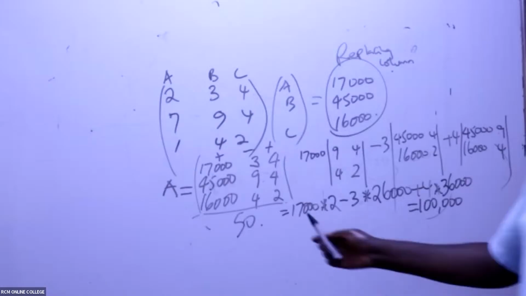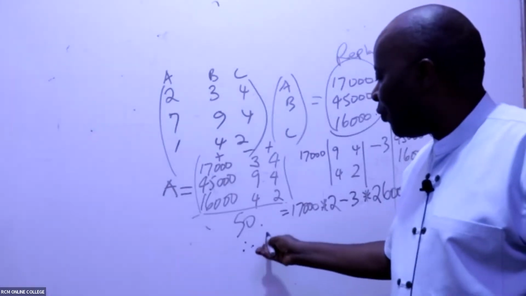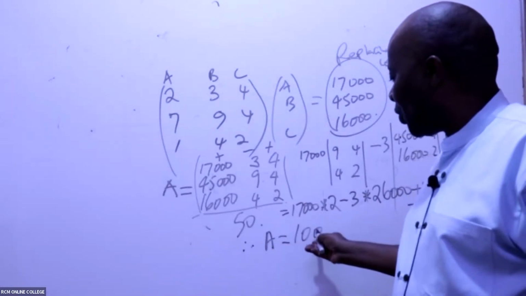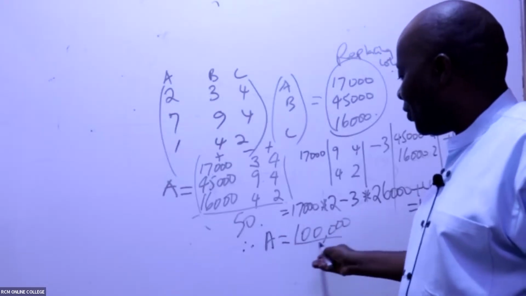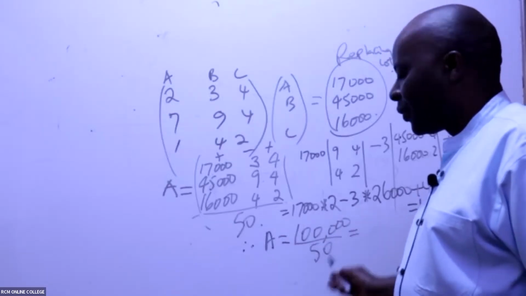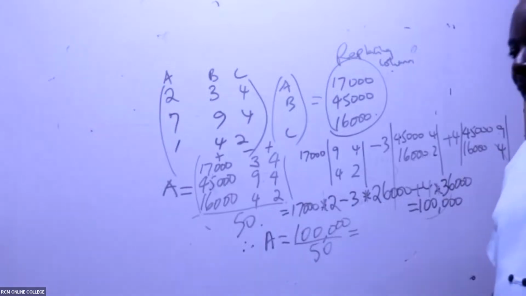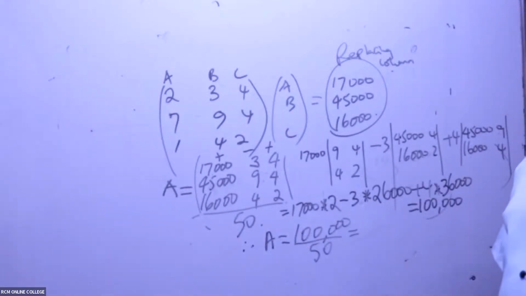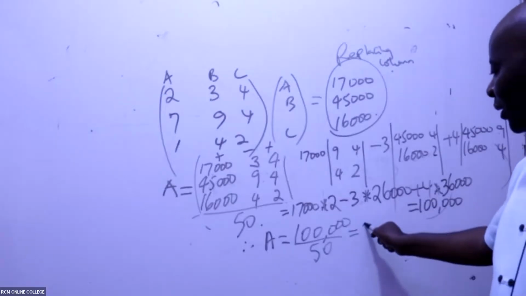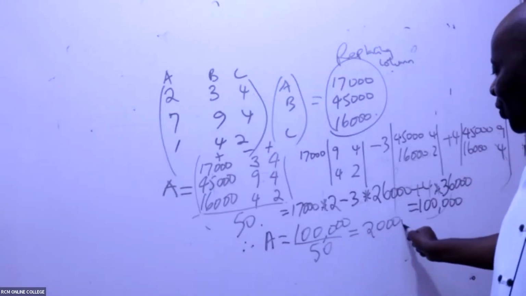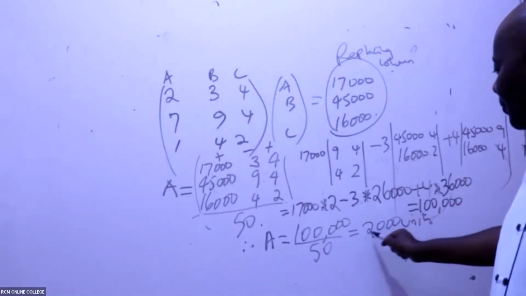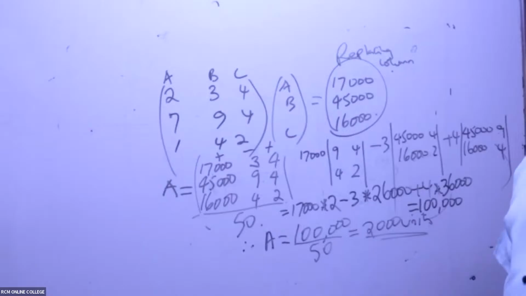And therefore, A will be equal to that 100,000 divided by 50. Which will end up giving us what figure? 100,000 divided by 50, which will end up giving us 2,000 units, like that.